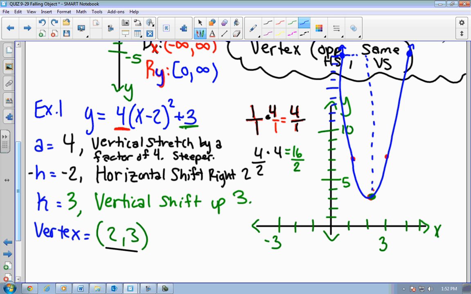Let's talk about domain and range before we do another problem. Domain. Turn to your neighbor, please, and tell them what the domain is. And be specific on brackets and parentheses, please. Turn to your neighbor and tell them the domain. Now turn to and tell them the range, please.